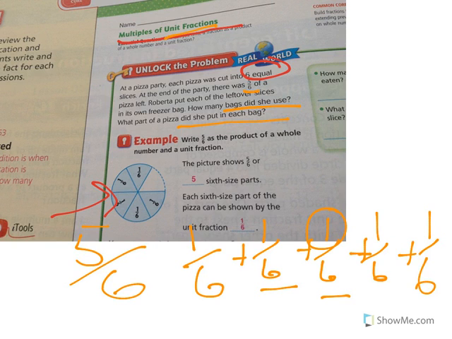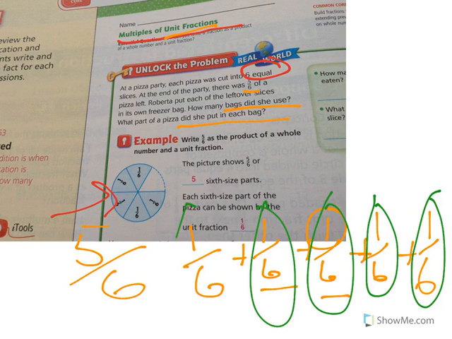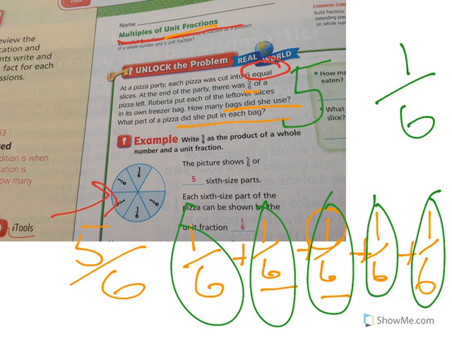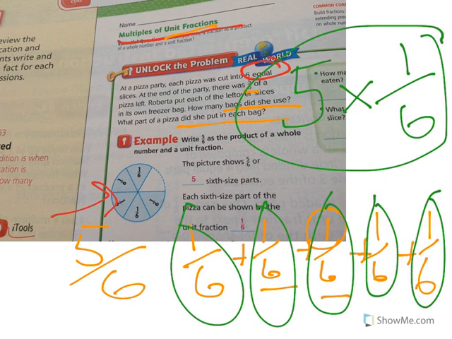So how many bags would they have? They would have 1, 2, 3, 4, 5. So they would have 5 bags, and how many is in each bag? There's 1/6. So there's 5 pieces of pizza by 1/6. So this is your answer.